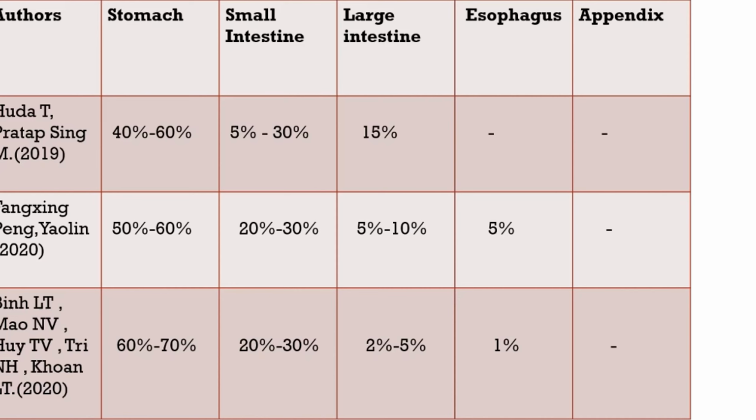Now, according to authors Huda T. and Pratap Singh M. in 2019, they found that the most common site of GIST is the stomach, followed by the small intestine, 5 to 30%, which is followed by the large intestine. Again, Pangjing Pyong Yolin in 2020 found the stomach is the most common site, about 50% to 60%, followed by small intestine and large intestine. And the authors Bin LT and Mao also found similar results. So the most common site of GIST is the stomach, followed by small intestine and large intestine.